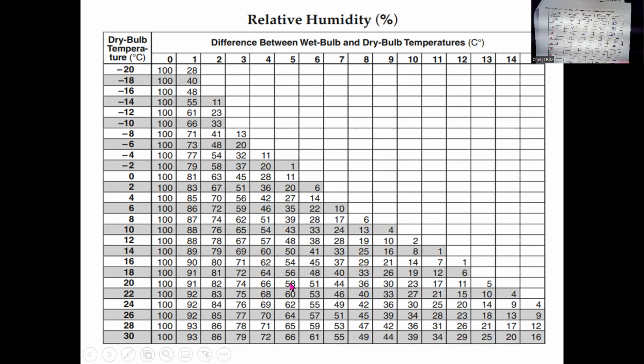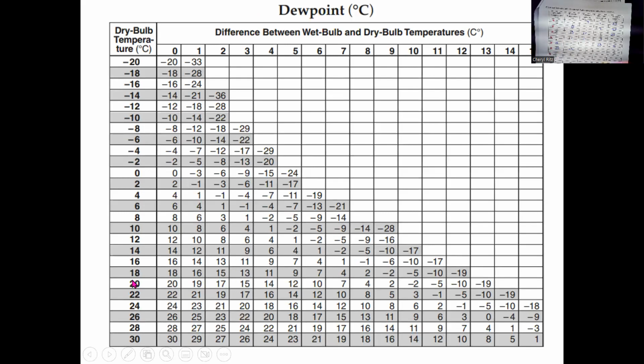Now that I found 58, what else do I know now? I know the dry bulb. Follow that over. I now know the dry bulb was 20. Yep, so 20 minus 15 gives you 5. And now how do I find dew point? I use the dew point chart and I use the dry bulb of 20 and I go over to 5 and I got 12. How about you guys? Good.